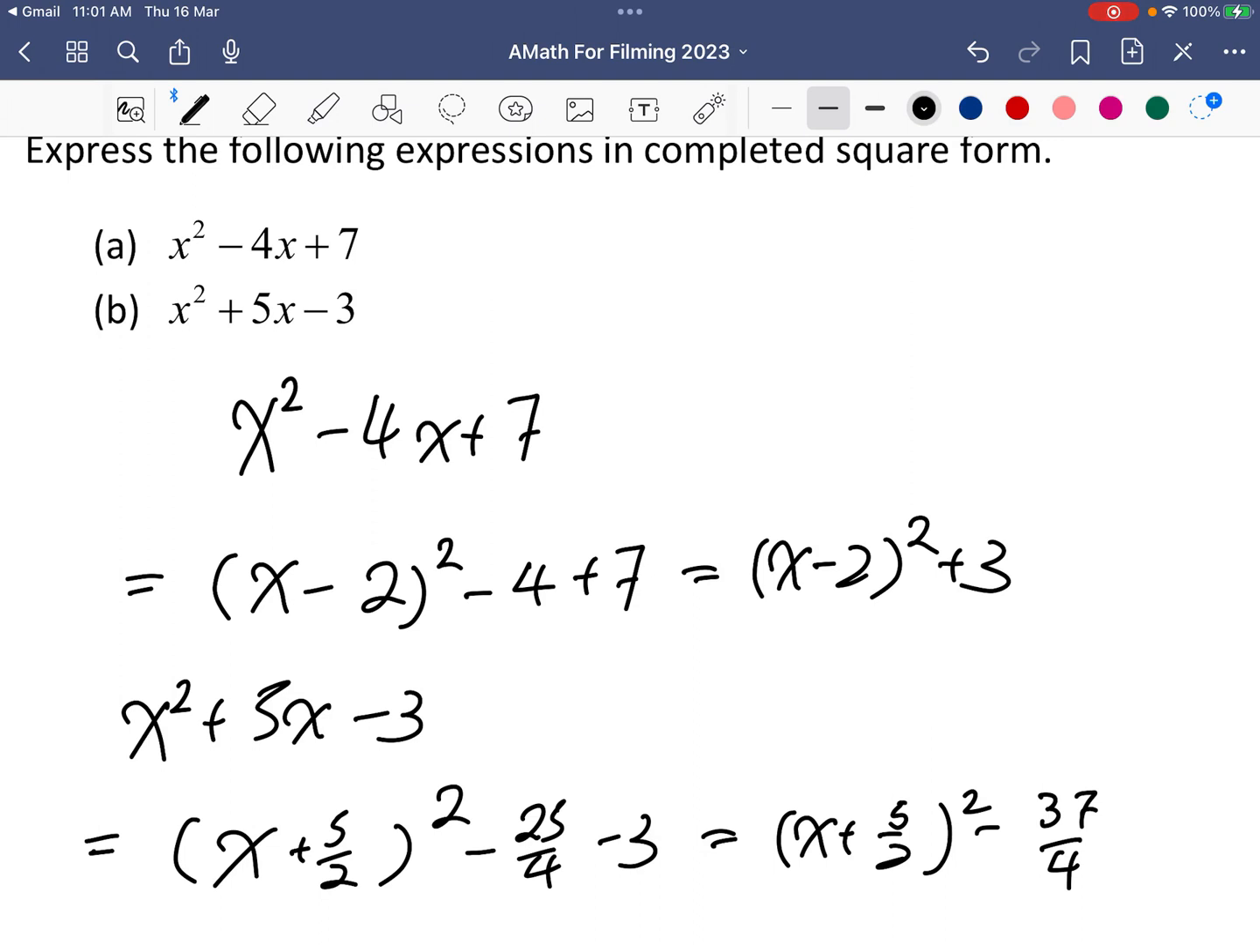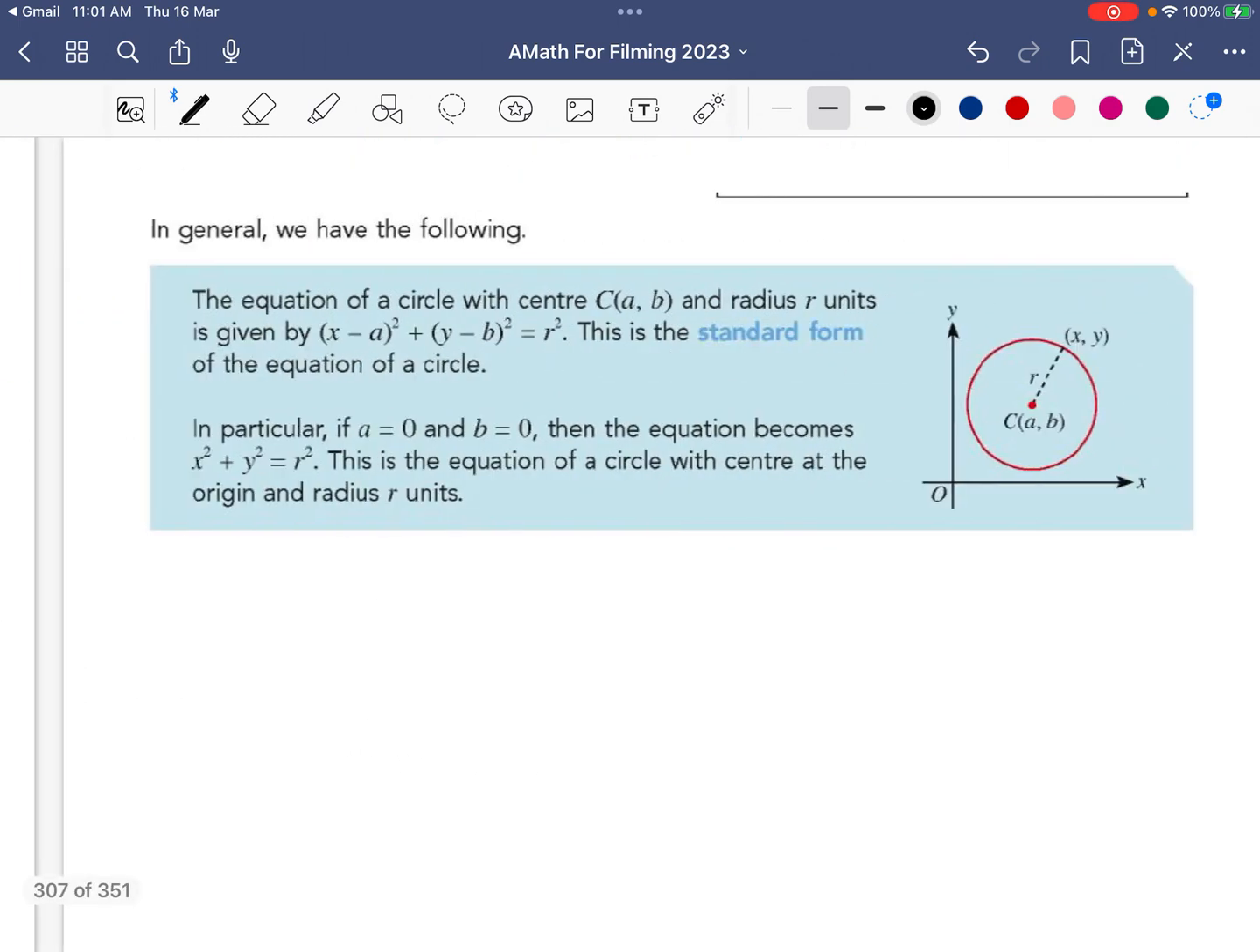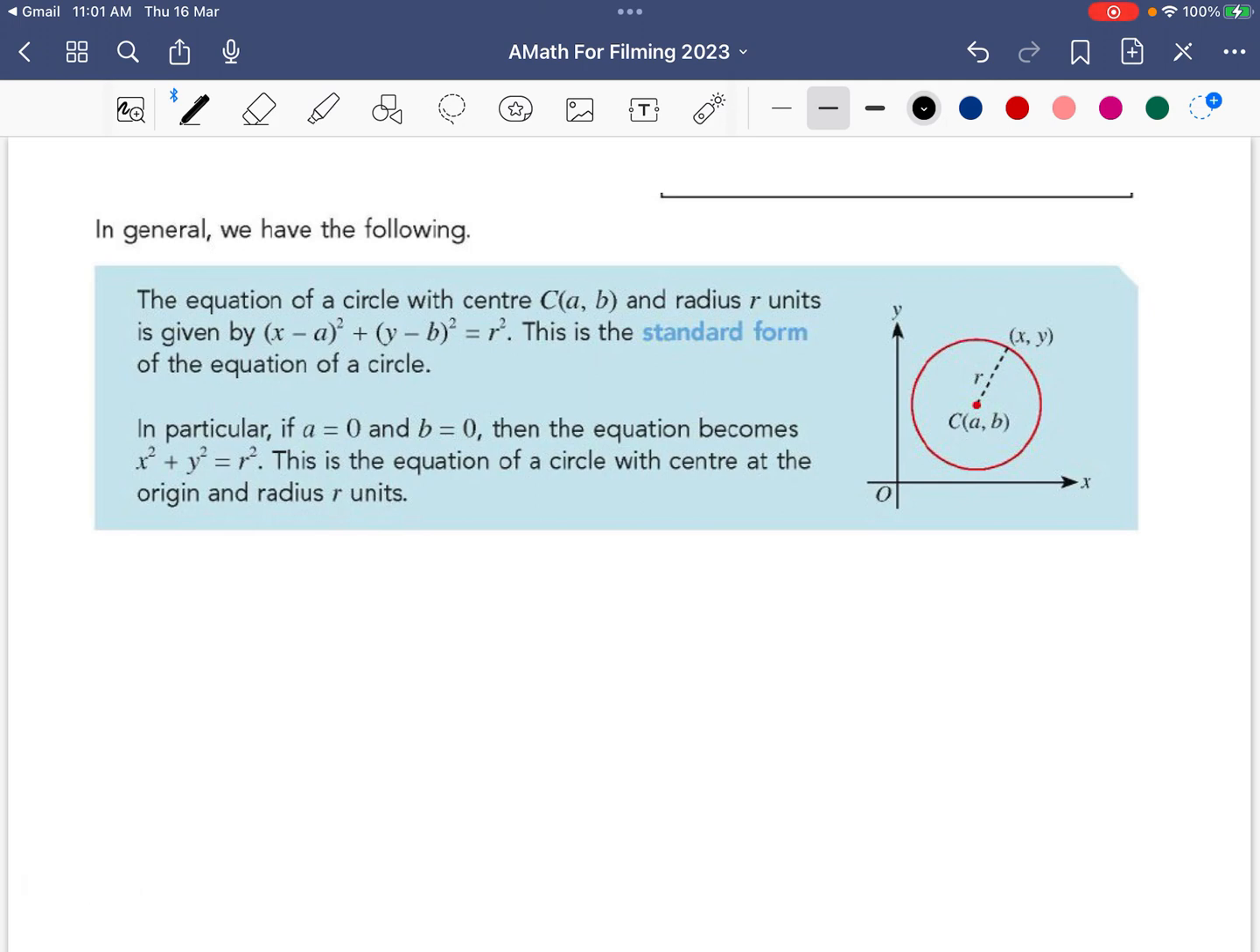If you've forgotten how to complete the square, this is a very essential skill for this chapter. Please do check in with your teacher on how to do this. Okay, first and foremost today, what we're going to learn is the equation of a circle.